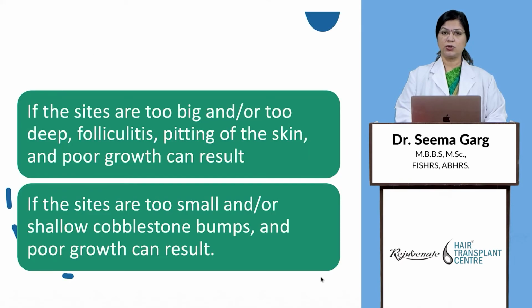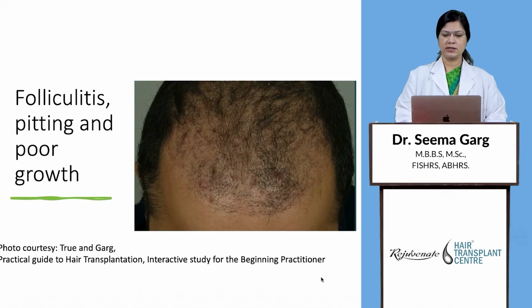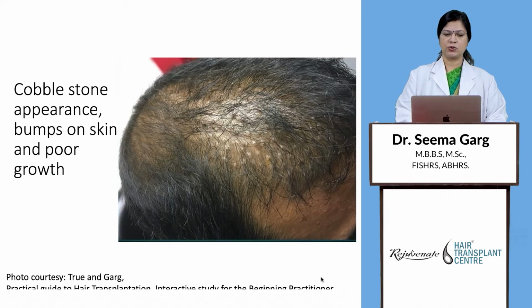So if the sites are too big or too deep, folliculitis, pitting of the skin and poor growth can result. If the sites are too small or too shallow, cobblestone bumps and poor growth can result. This is the folliculitis and this is the cobblestone appearance.